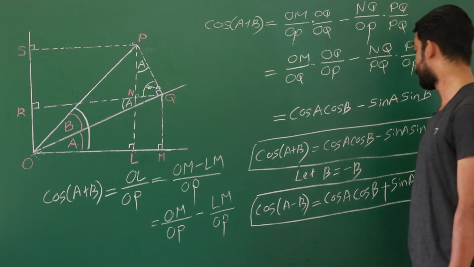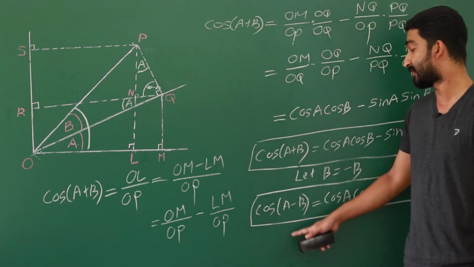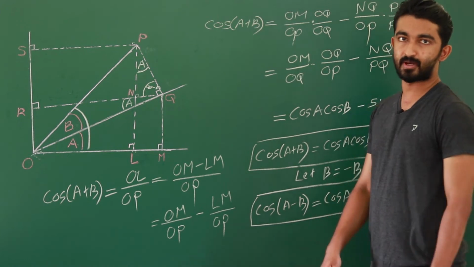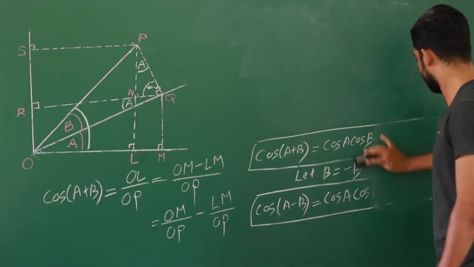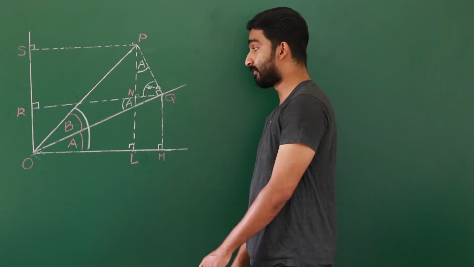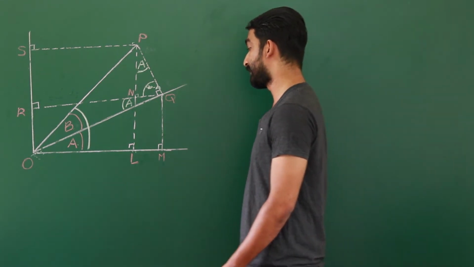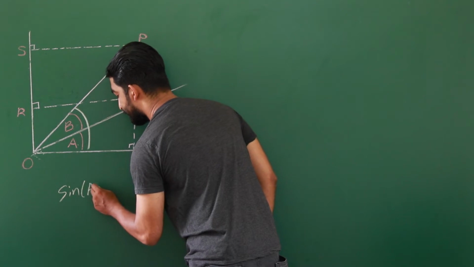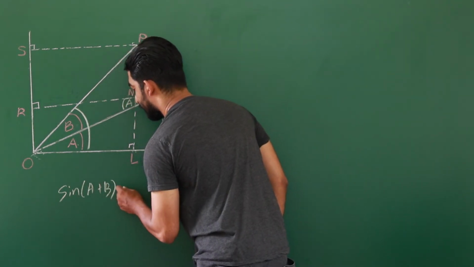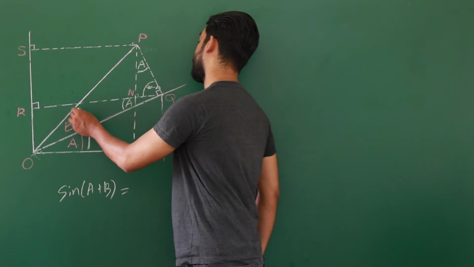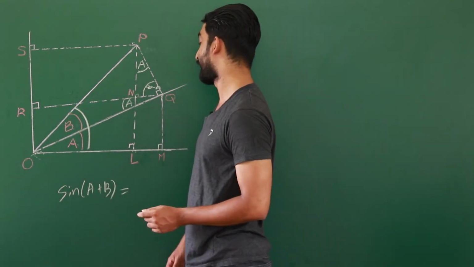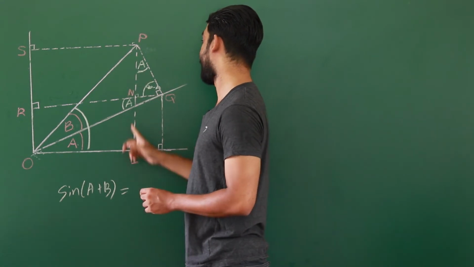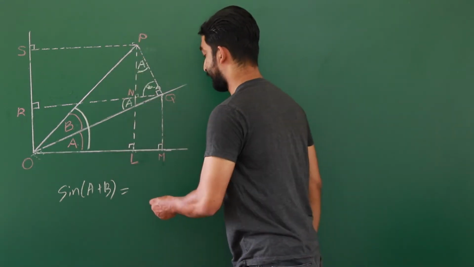Now we derived two trigonometric identities for cos A plus B and cos A minus B. Now let's consider sin A plus B and sin A minus B. If you consider sin A plus B, considering this A plus B angle, we can write opposite side over hypotenuse, which is LP over OP.